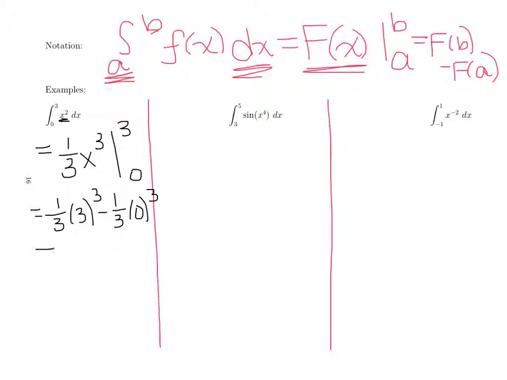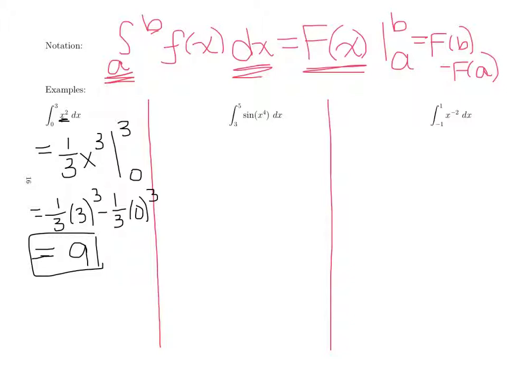And if we work all that out, it looks like we'll get 9. And that is the definite integral from 0 to 3 of x squared, in other words, the area under the curve from 0 to 3. And so we're now able to use calculus, right, to do that, as opposed to just taking areas under a curve, which is pretty awesome.